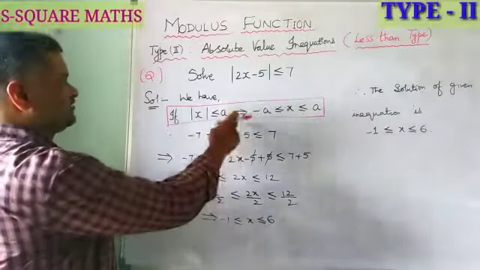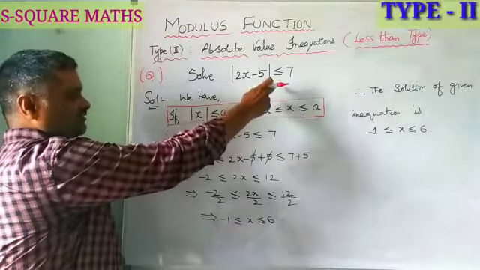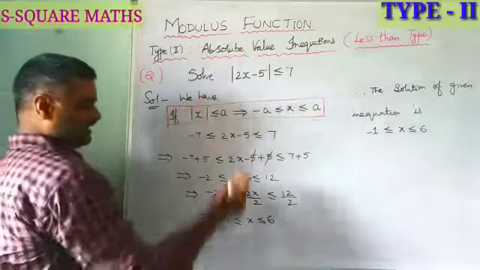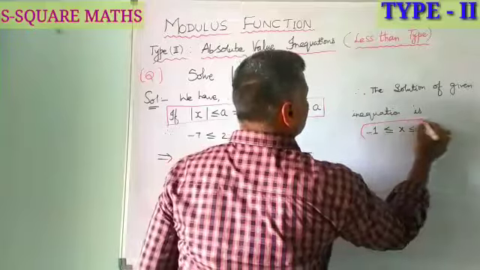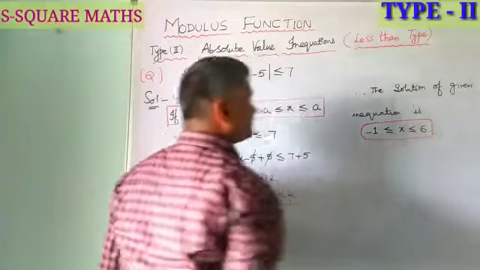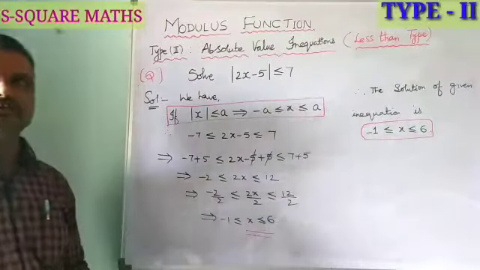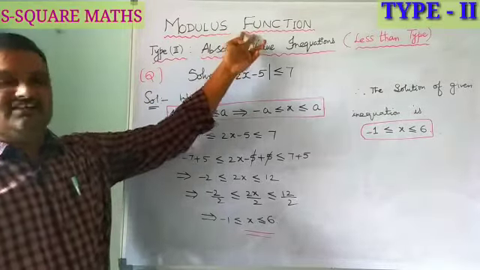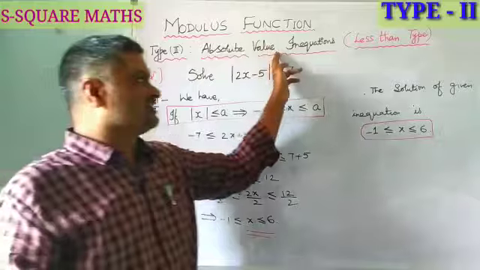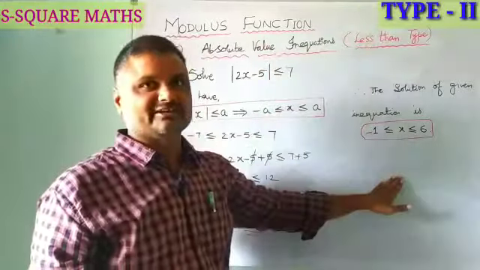So this is a formula which is applicable for less than or equal to type. This is the second type, and this is a solution. So in this way we can overcome the process of modulus function type 2 absolute value inequations, nothing but less than or equal to type.